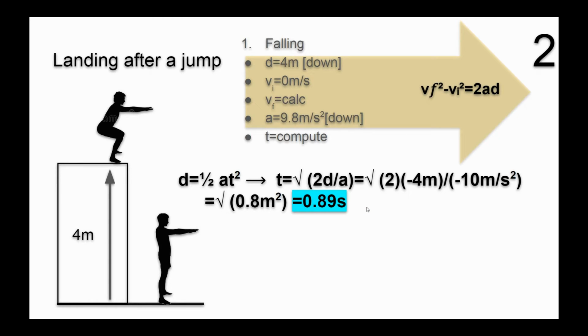Now, the next part is we were asked to find his final speed. If we examine these variables, we have enough information provided at the beginning to compute his final speed, which is nice, because if we can avoid using time, we avoid using a calculated value.